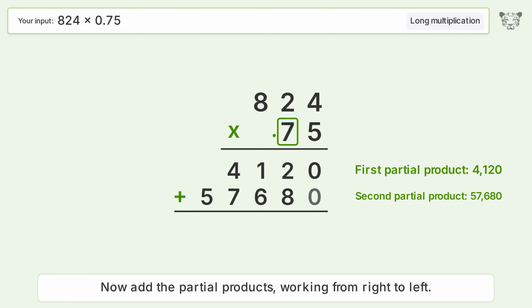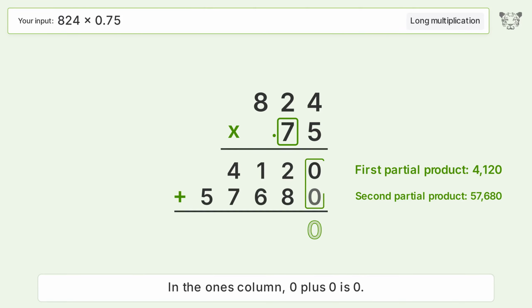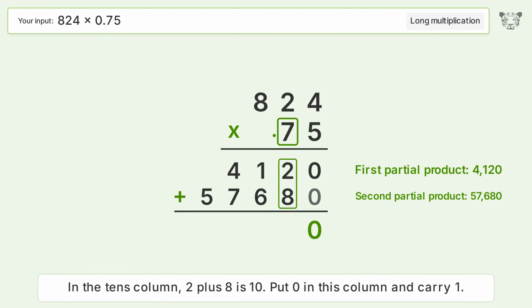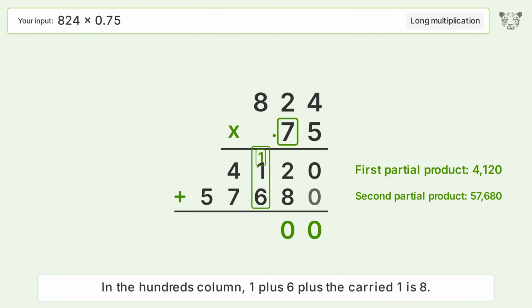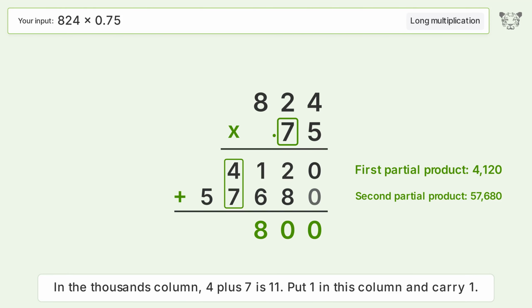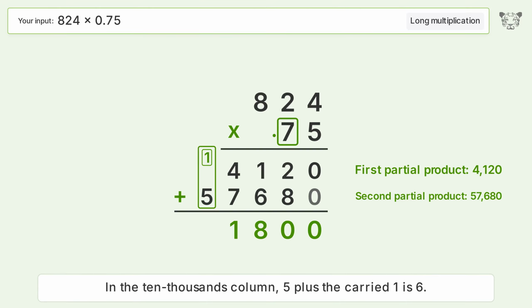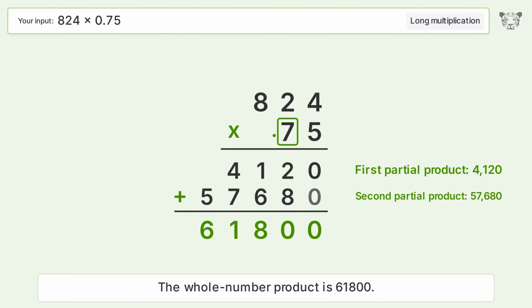Now add the partial products, working from right to left. In the ones column, 0 plus 0 is 0. In the tens column, 2 plus 8 is 10. Put 0 in this column and carry 1. In the hundreds column, 1 plus 6 plus the carried 1 is 8. In the thousands column, 4 plus 7 is 11. Put 1 in this column and carry 1. In the ten thousands column, 5 plus the carried 1 is 6. The whole number product is 61,800.